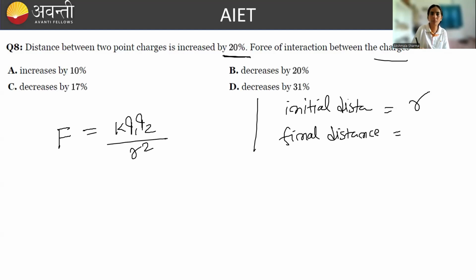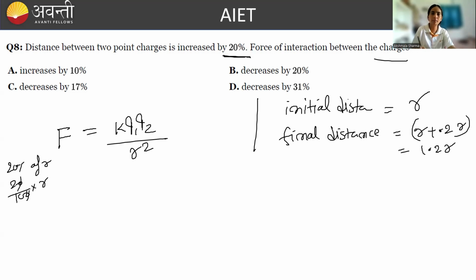So 20% of R means 20 by 100 into R. That is 0.2 R, so by 0.2 R it is getting increased. That is, the final R is equal to R plus 0.2 R, which is nothing but 1.2 R. Done. So the final force, how will we write it?